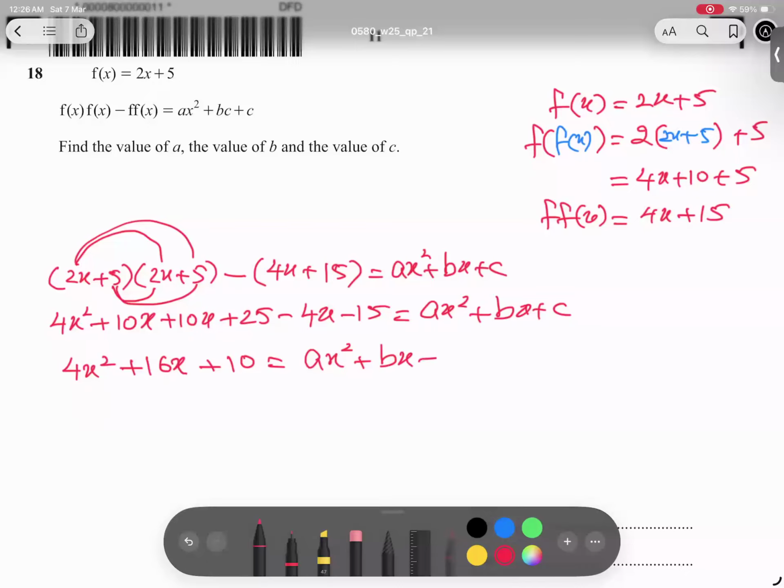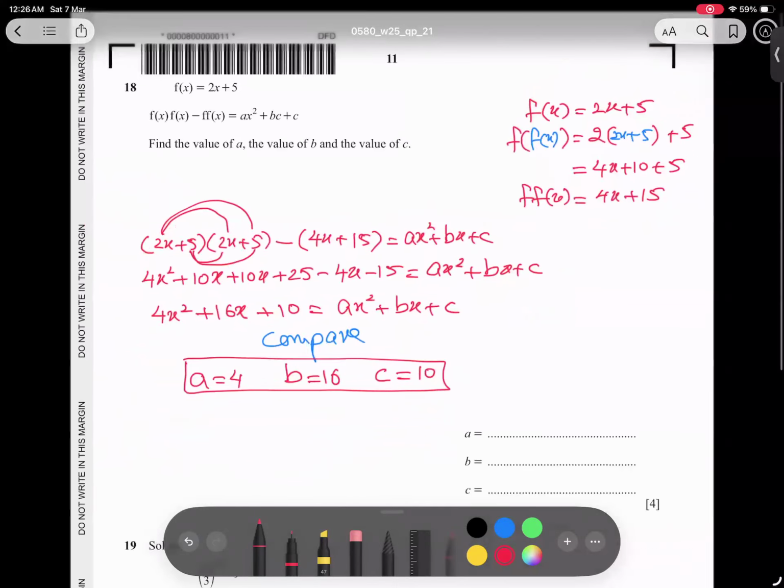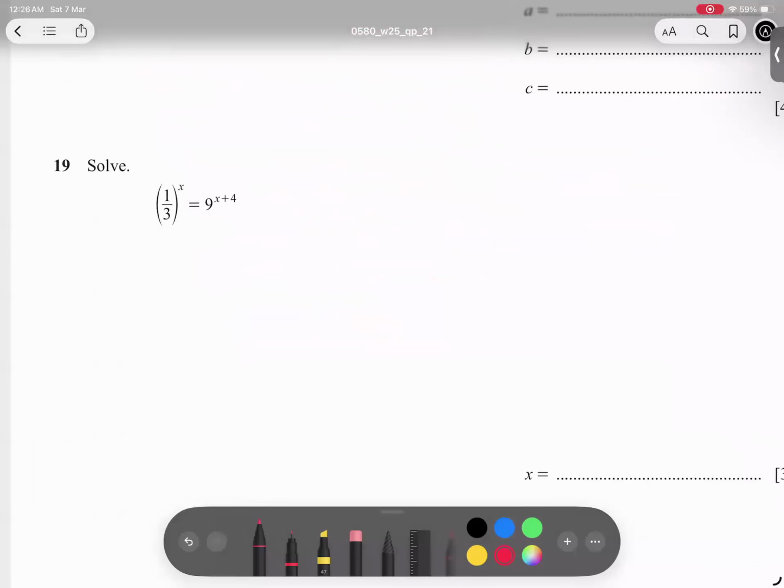And if I compare, this is called comparing both sides. When I compare the x squared coefficient, which is a, and the x squared coefficient, which is 4, I can tell directly a is equal to 4. And the x coefficient is b and the x coefficient is 16, so b equal to 16. This is called the constant, without x is called constant. I believe you people are understanding well, and the question is done. Question is complete, and the lower question we have is number 19, an indices question.